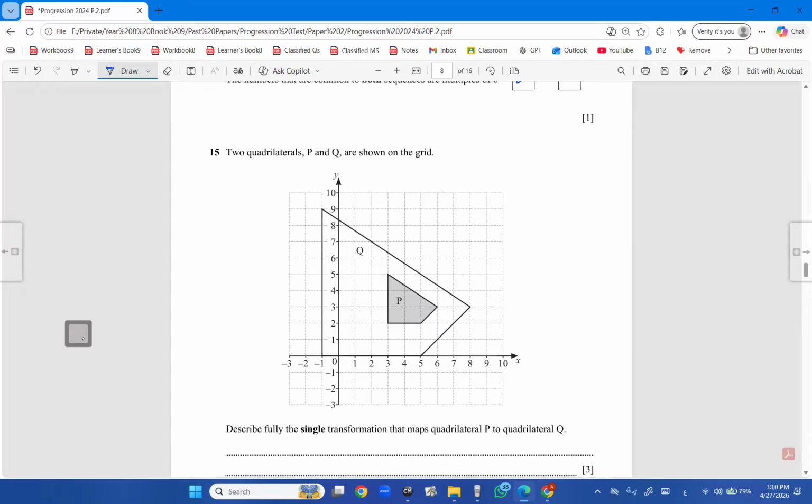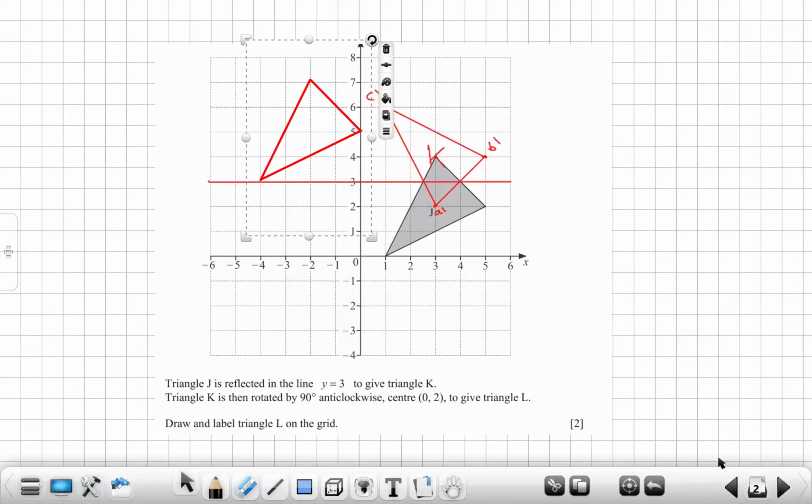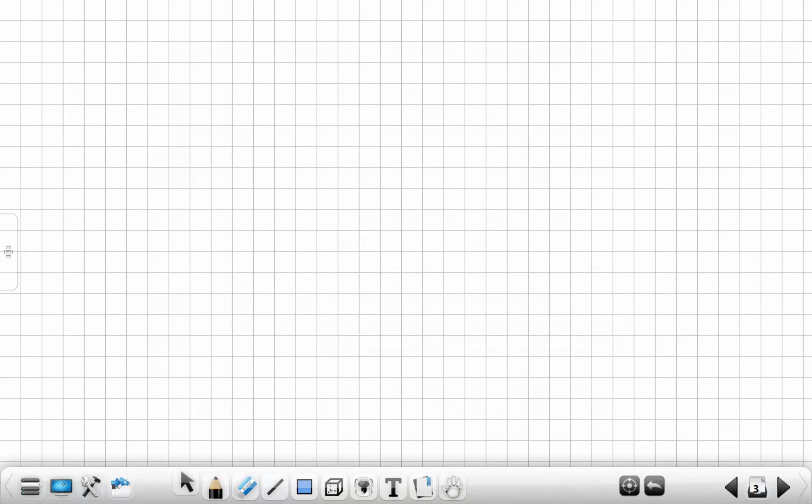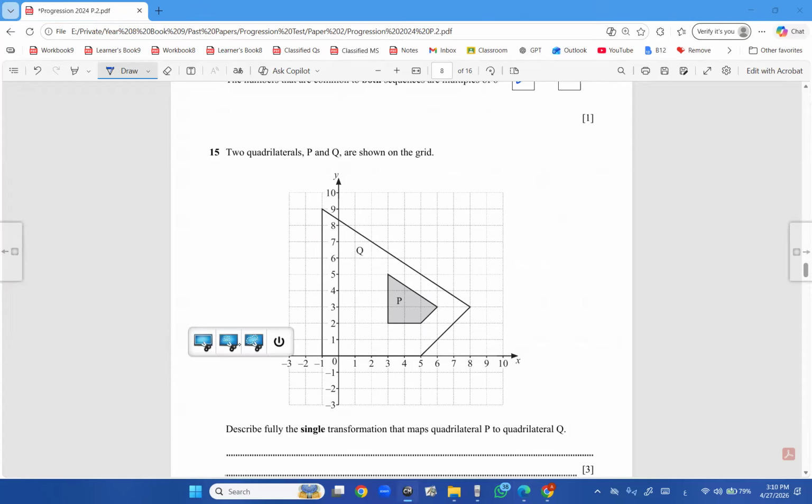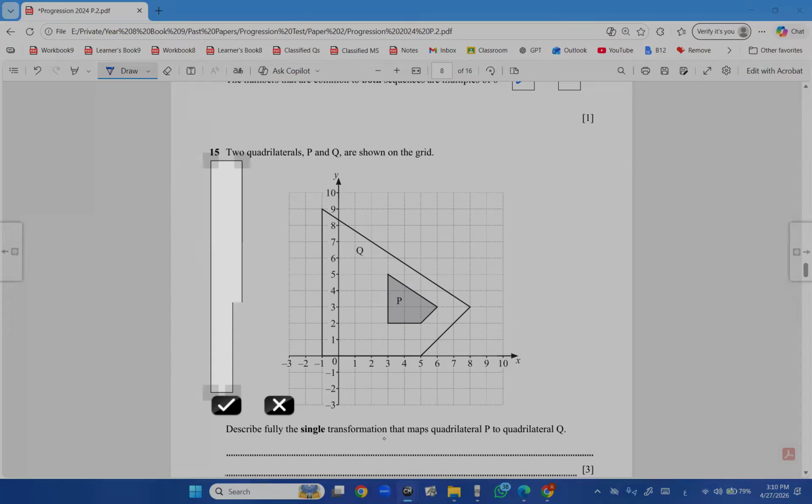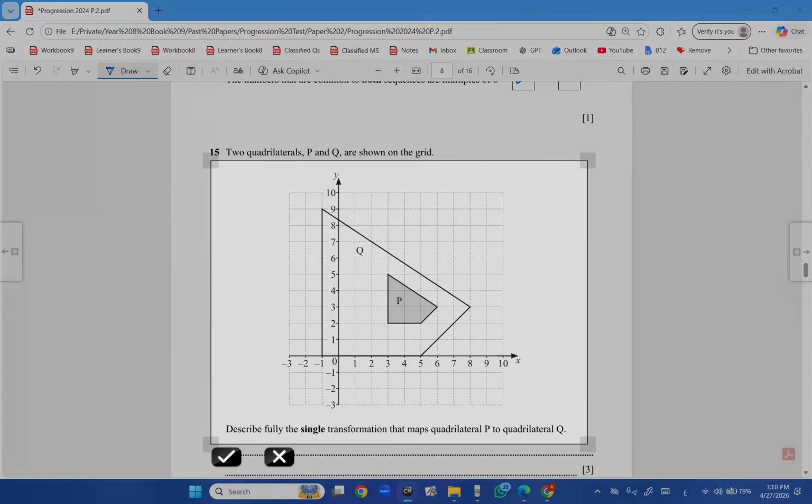This question over here, let me just take it to the application. Just a second. Taking this to the application in order to describe the single transformation that happened.